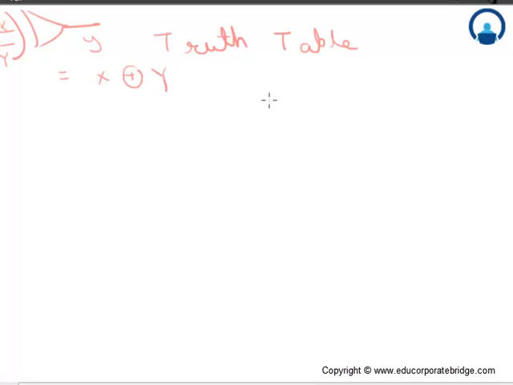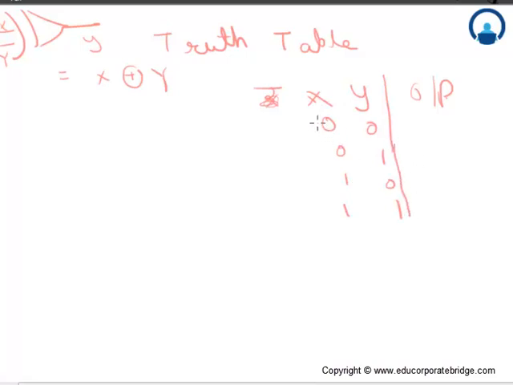Okay. XOR gate, the symbol is like this. These are the two inputs, X and Y. So I'll just show you the truth table for XOR. The output here is Y and it is denoted by X XOR Y. Let X be one input, Y be the other input, and the input combinations can be, let us take, 0 0, 0 1, 1 0, 1 1.